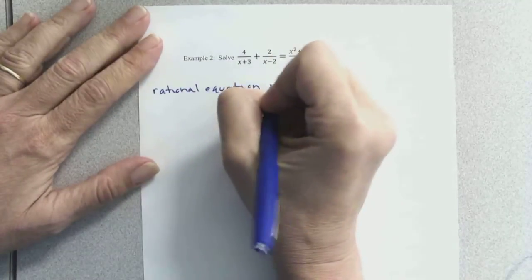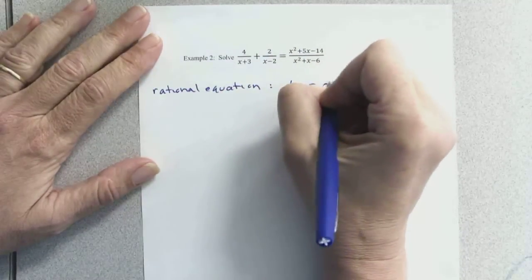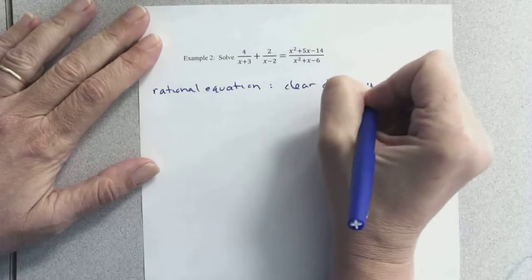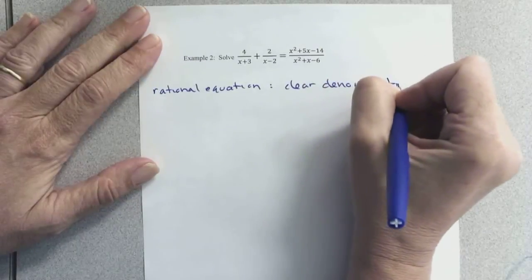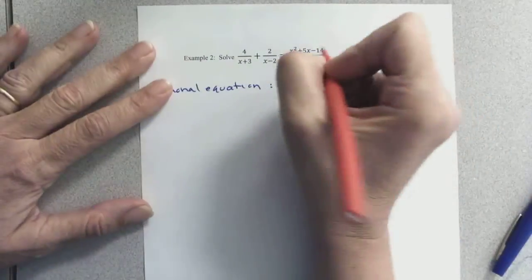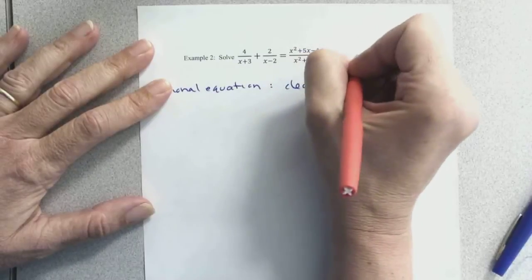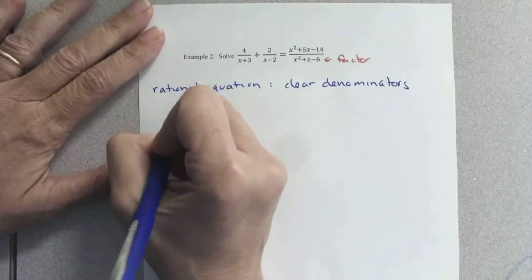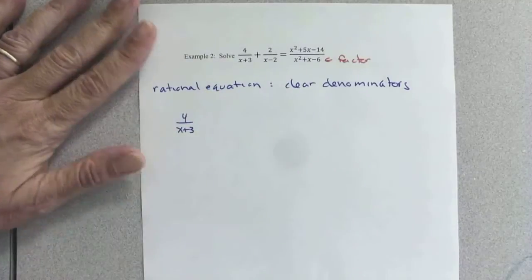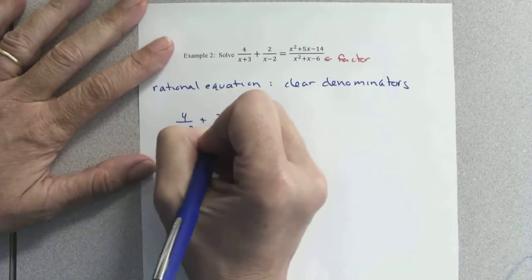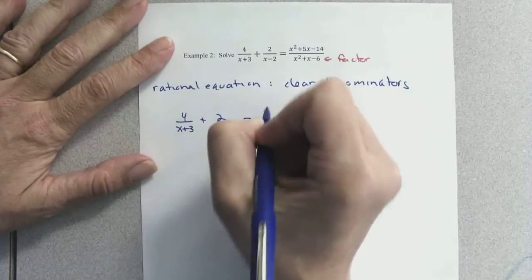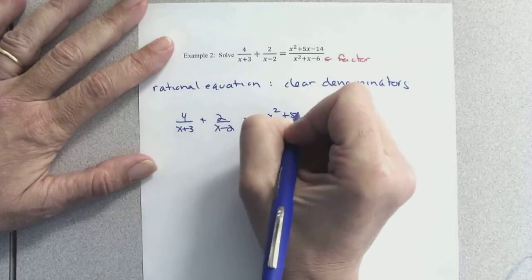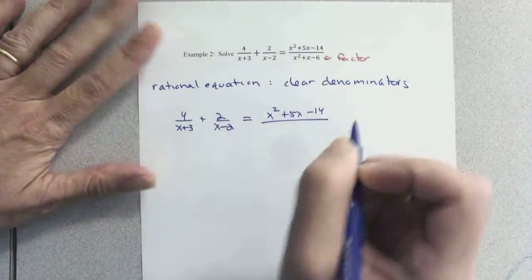And so the first thing I really want to do is clear those denominators. But right here, I am going to need to factor that guy. So working on clearing those fractions first, I'm going to have x plus 3 plus 2 over x minus 2 equals x squared plus 5x minus 14 over.